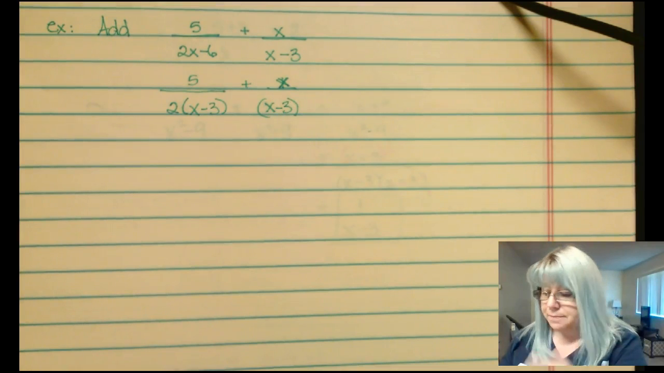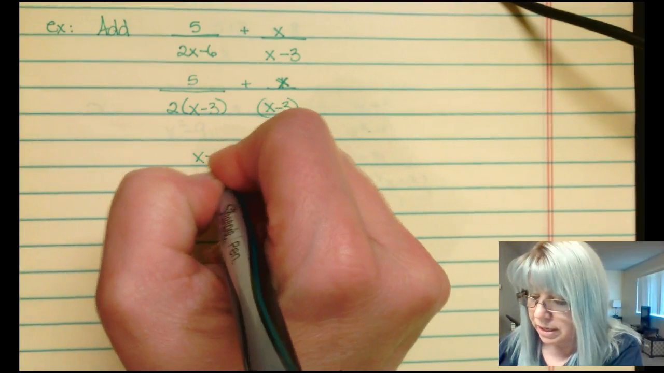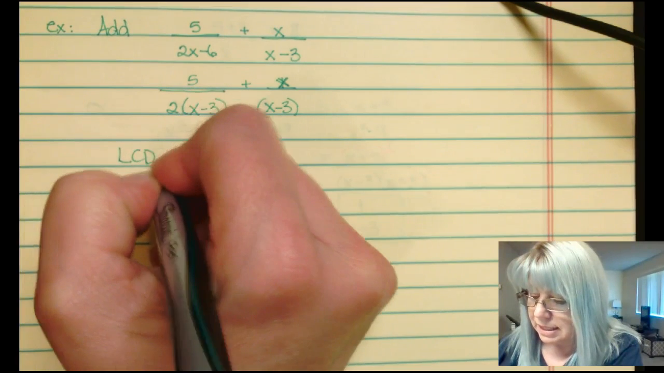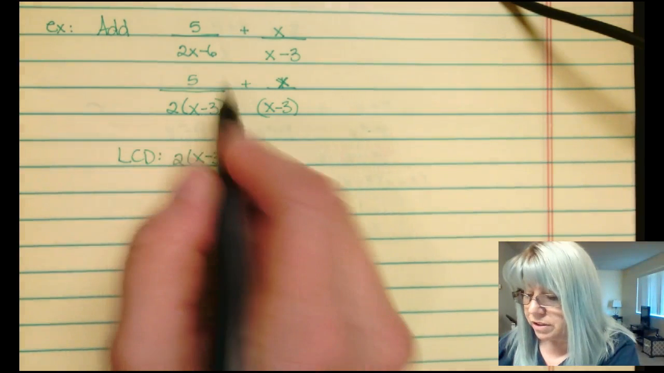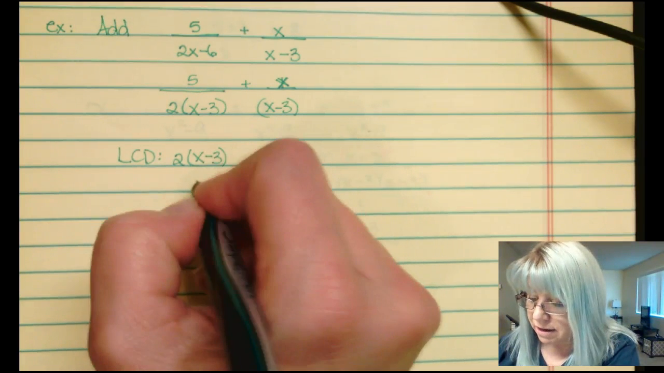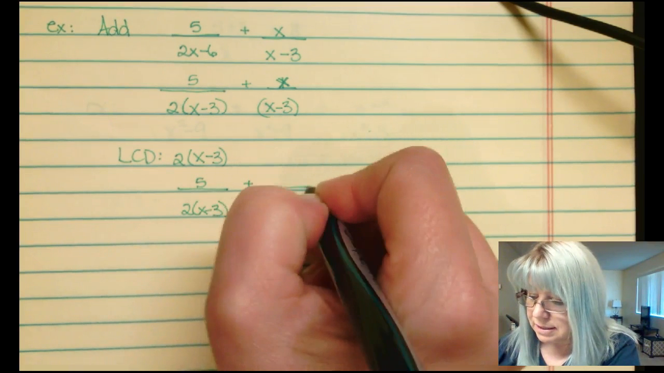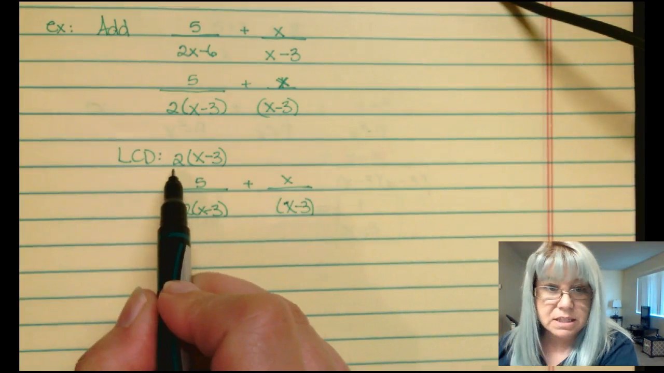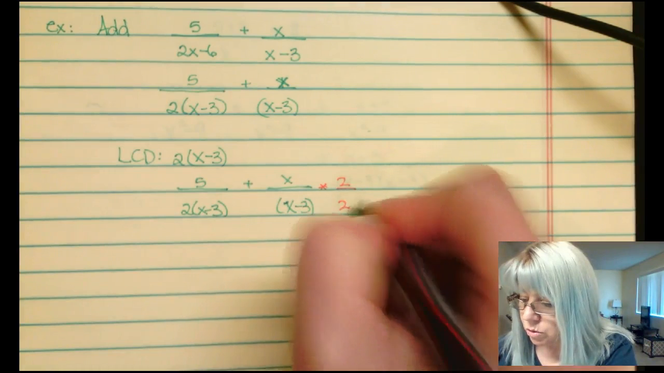So what's the LCD? The LCD is everything they have in common, which is x minus 3, and everything that they don't, which is this 2. So the LCD is 2 times x minus 3. Well, the first term already has all of the 2 times x minus 3, so there's nothing we need to adjust there. 5 over 2 times x minus 3 plus x over x minus 3. Well, x minus 3 is missing the 2, so I need to multiply both numerator and denominator by 2 over 2, which is just big fat 1.